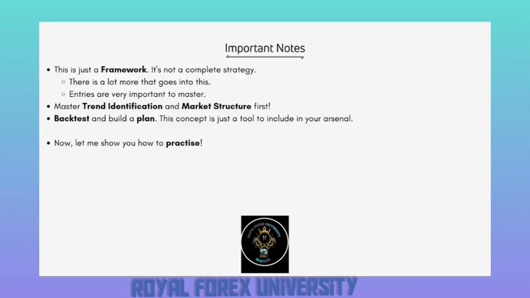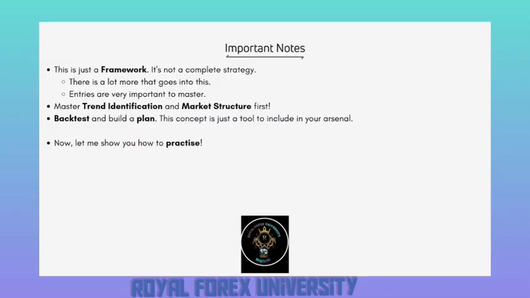I have a few important notes for you. This is just a framework, right? It's not a complete strategy. I showed you some great things right now, but as I keep mentioning, it's all about merging this concept together with market structure and direction, right? Because if you don't get that right, then you're going to lose money, probably. There is a lot more that goes into this whole thing than just this Asian range strategy, okay?